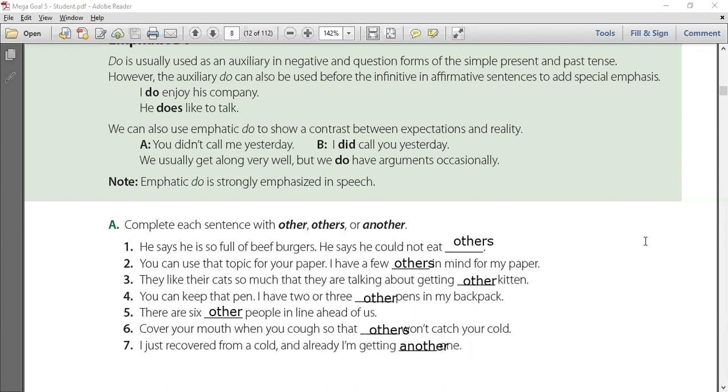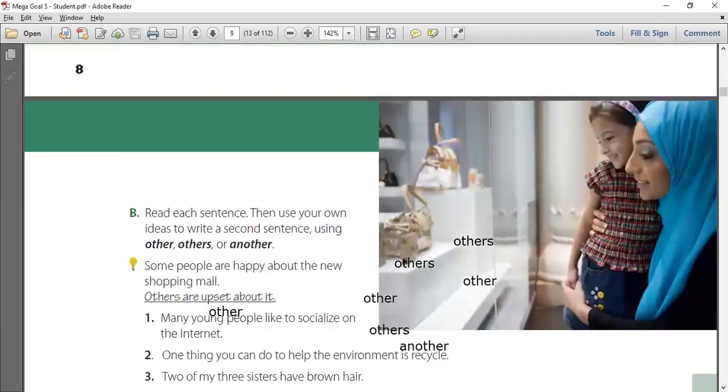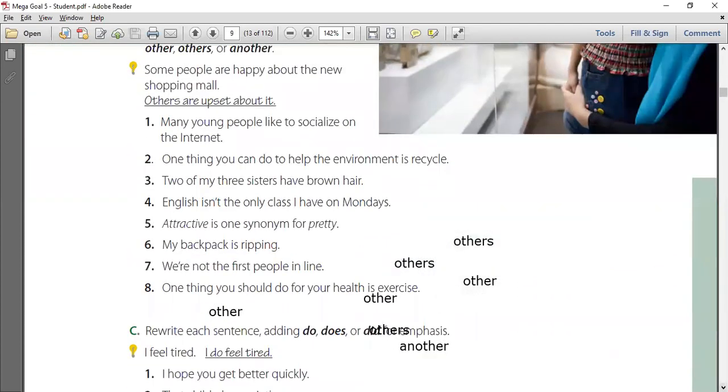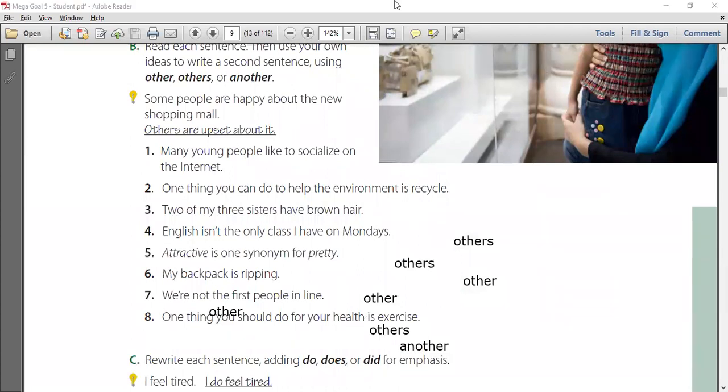Yes, inshallah, I'm going to give you homework about the grammar, so I want to make sure that you understand. Okay, now also here we have exercises about rewriting the sentence again using other, others, and another. So, for example here, some people are happy about the new shopping mall. So, in completing the sentence, others are upset about it. So, just complete any sentence from your mind. Many young people like to socialize on the internet. Others do not. Yes, others do not. Or maybe you can say other young people do not. If you want to use other, so we can say others do not.